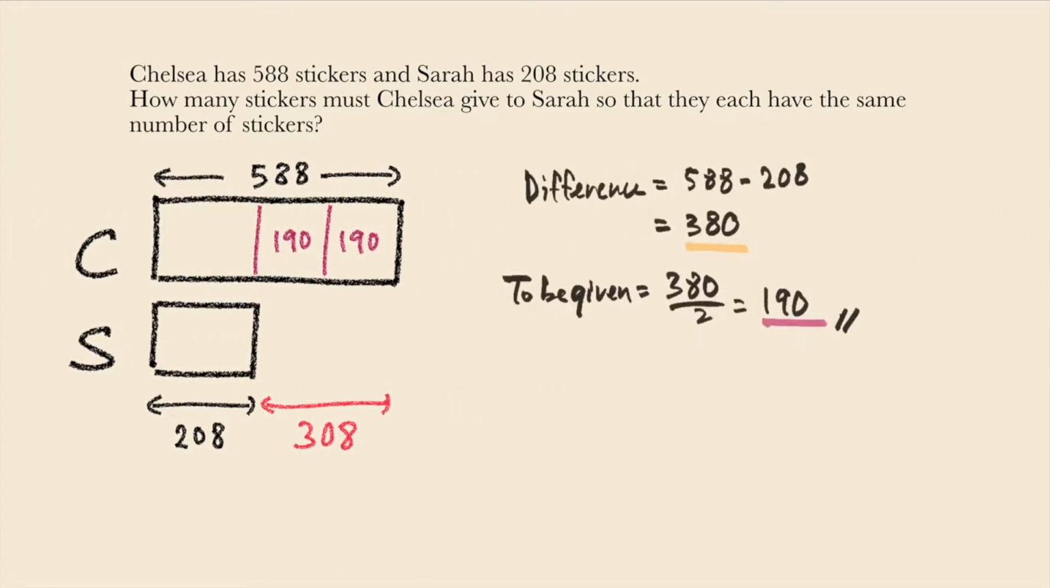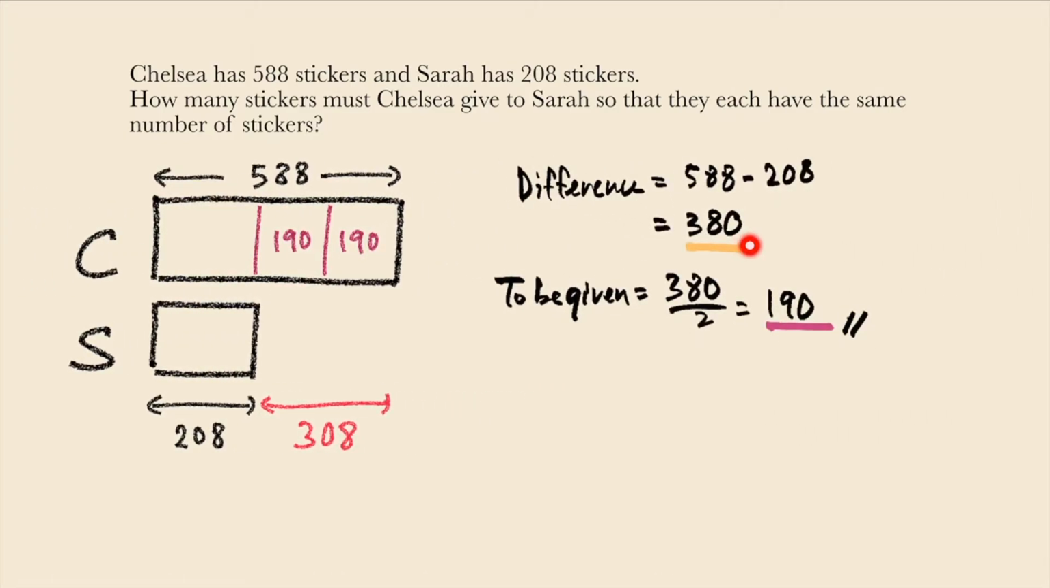So that's how we do it. So the difference is 380. We're going to halve that. And the question is, how many stickers must Chelsea give? Well, we just found it.